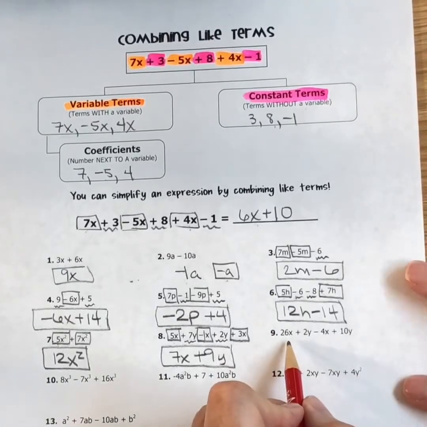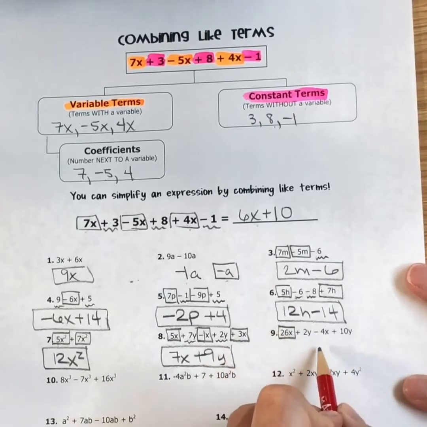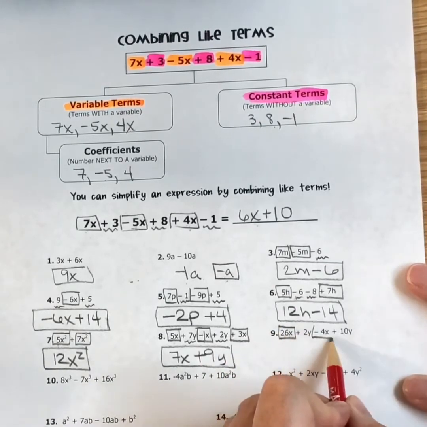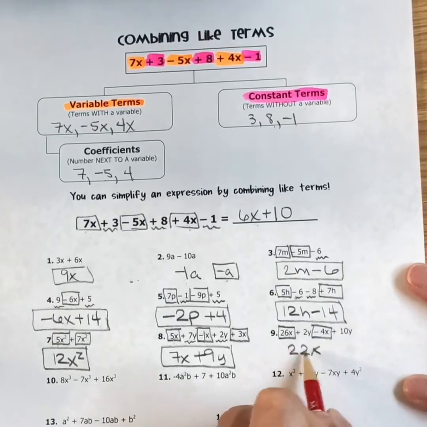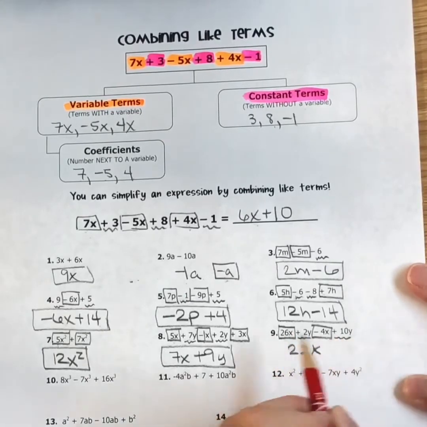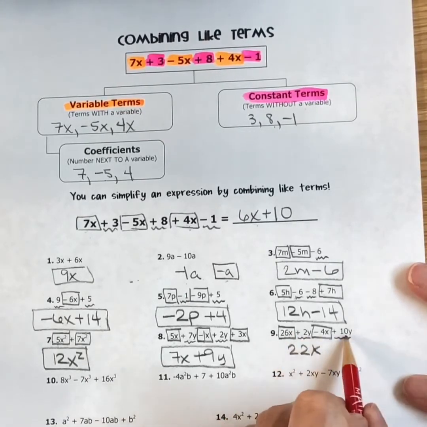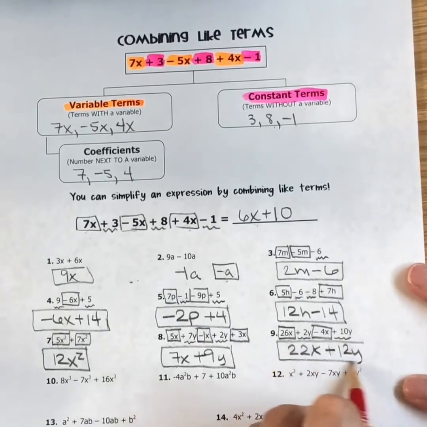Okay, so number 9, again, I'm going to start alphabetically and combine the 26x and the negative 4x, which have opposite signs, so you subtract, so that's 22x. You keep the variable the same, and then I'm going to combine the y's. So 2y plus 10y, they're both positive, so we add them, and you get 12y.